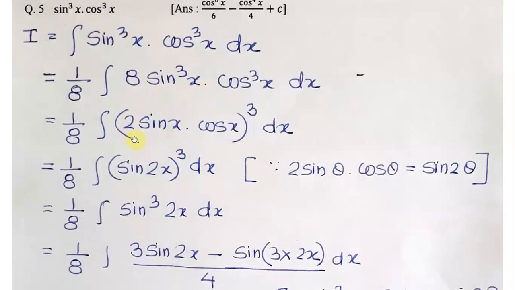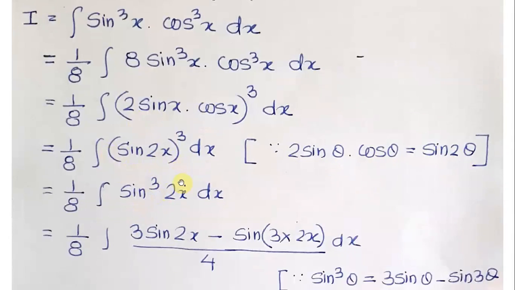That's why I have multiplied and divided by 8. Now you know that the formula 2 sin theta into cos theta is equal to sin 2 theta. So this one, same as I wrote, sin 2x, and this will become sin cube 2x, because whether you keep the cube on the side or keep the whole power, it is the same.